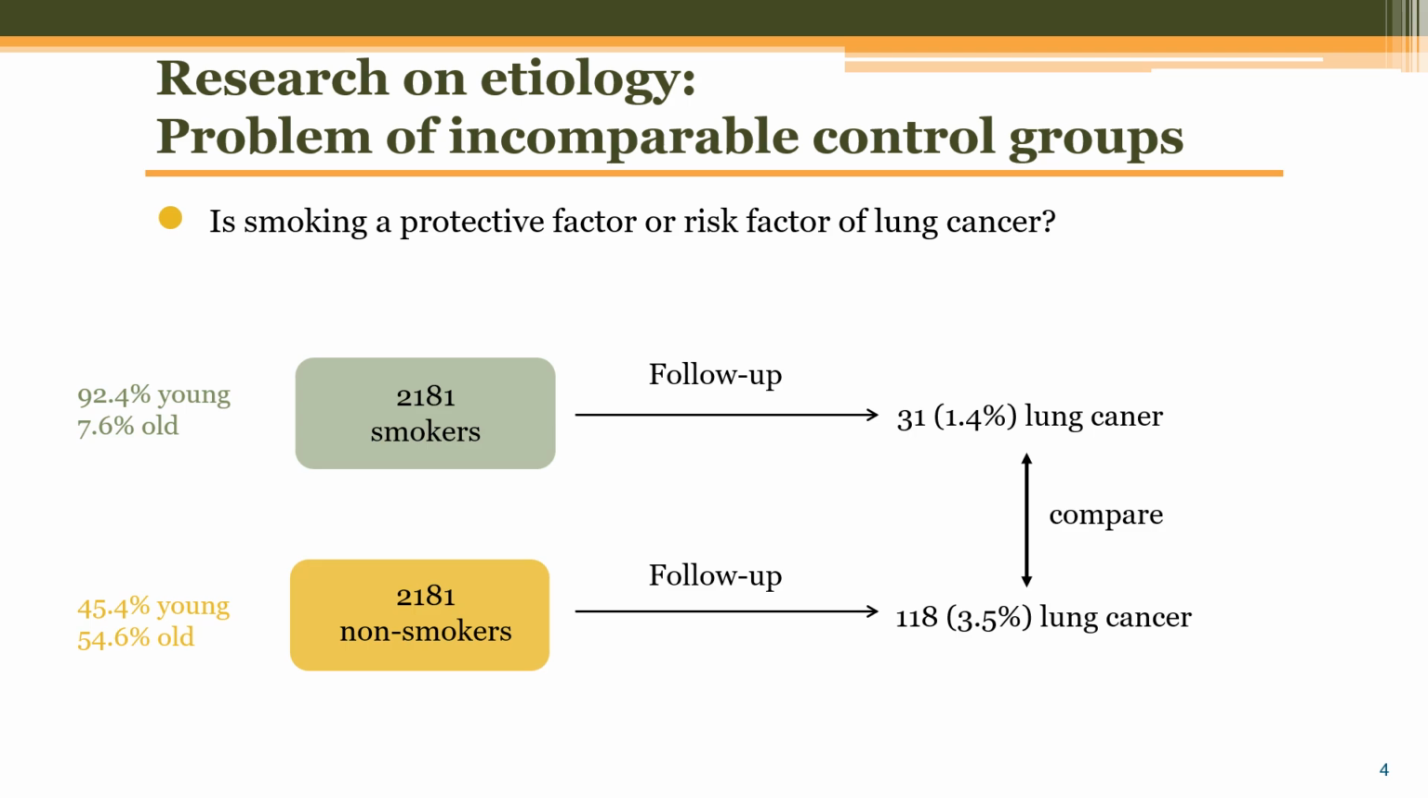In other words, the potential effects of smoking and age on risk of lung cancer are mixed in this example. Without removing the impact of different age compositions, it is hard to draw a reliable conclusion about the association between smoking and lung cancer. This phenomenon is called confounding in epidemiology.